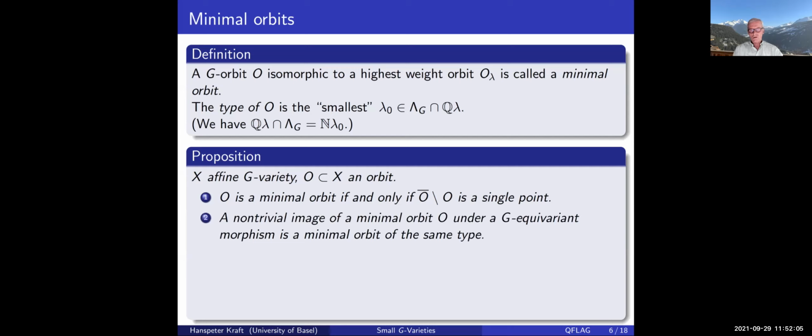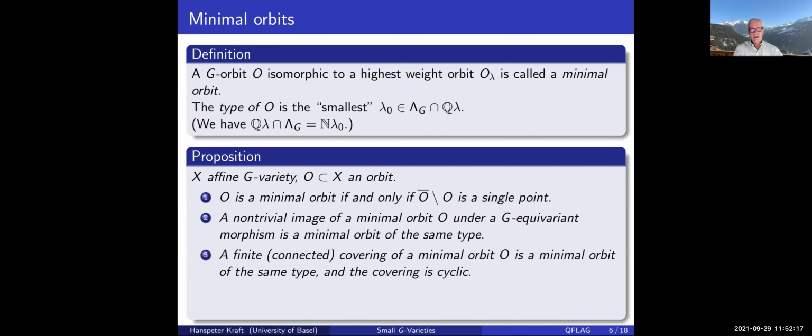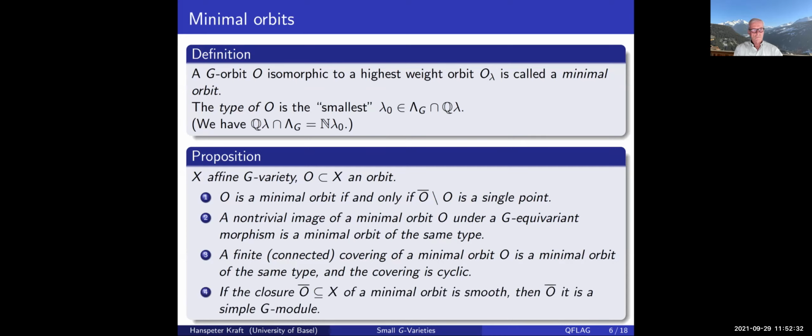Secondly, every non-trivial image of a minimal orbit under a G-equivariant morphism is again a minimal orbit, and this one has the same type, it does not change the type. Thirdly, a finite connected covering of a minimal orbit is also a minimal orbit, and it's also of the same type, and this covering is automatically cyclic. And finally, if the closure of a minimal orbit is smooth, so if this additional point which comes in is not a singular point, then this closure is automatically a simple G-module.